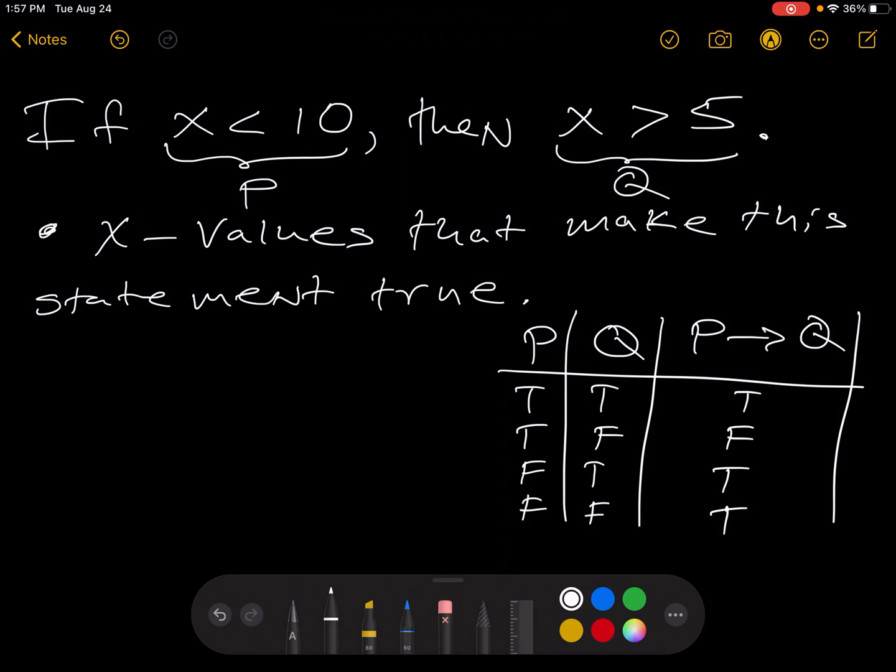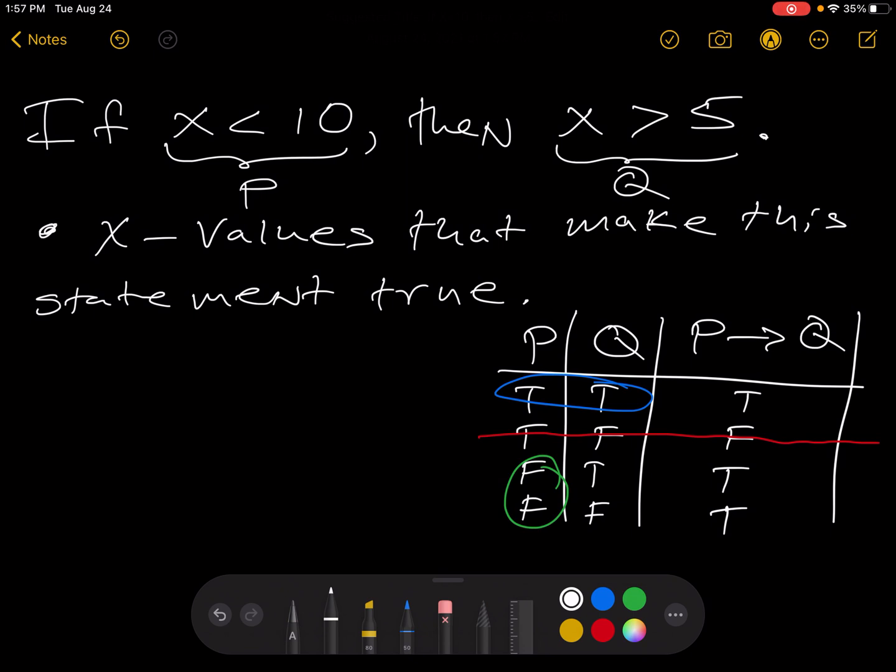All right, so if we want to find some x values that make this statement true, we don't want x values that make it false, so let's just eliminate that row. Okay, so to make it true, we can either have P true and Q true, or we could just choose P to be false. Because no matter what, if P is false, then the overall P implies Q is always true. All right, let me just give you a few examples.